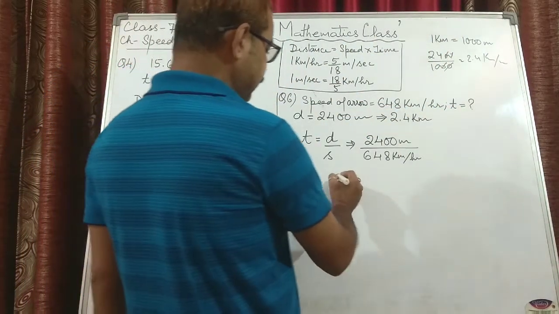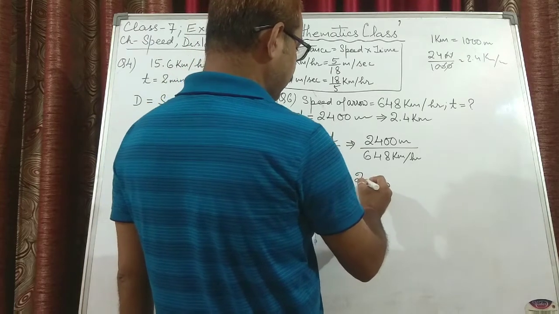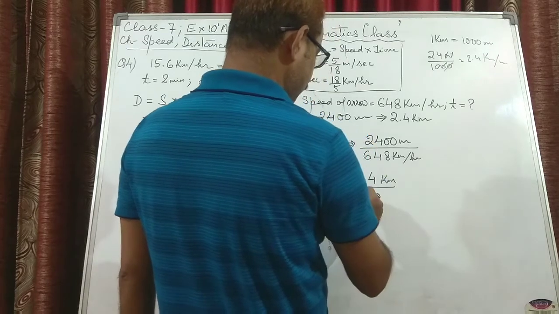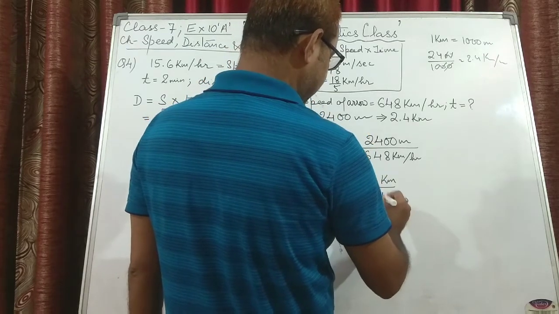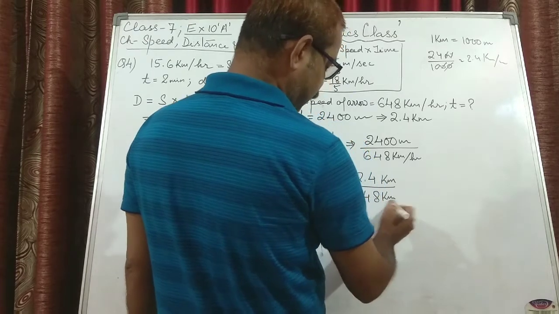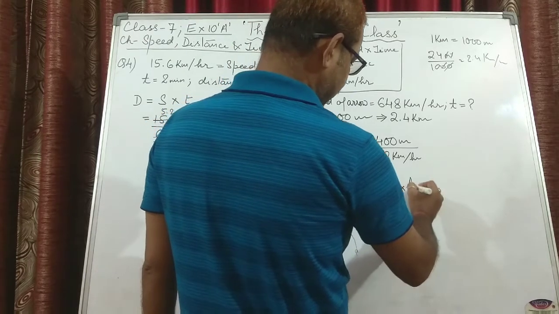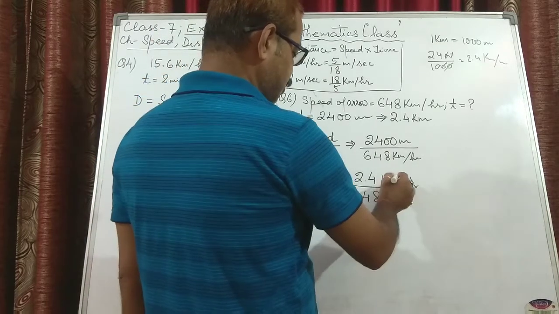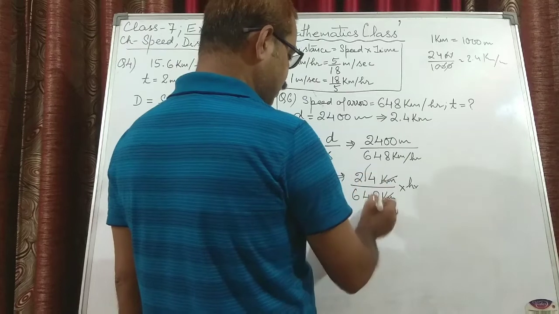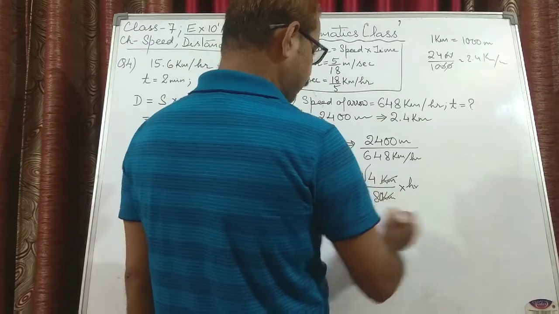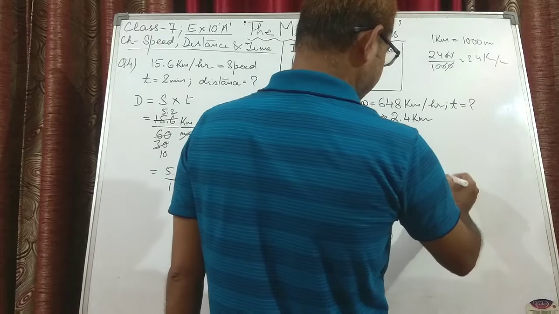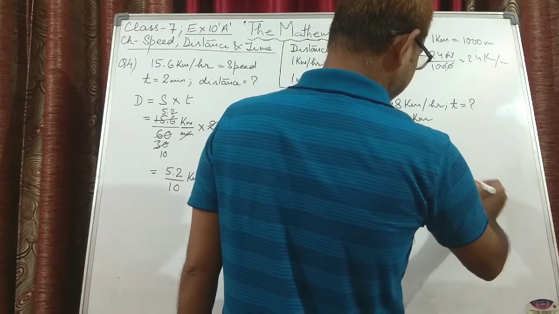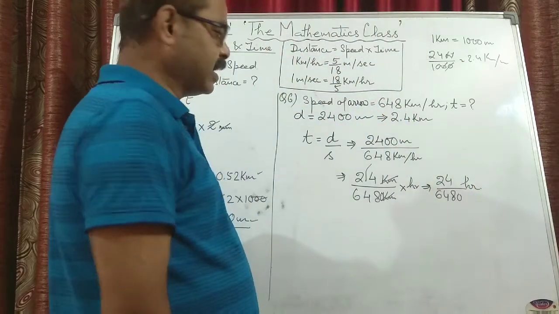So this can be written as 2.4 kilometers upon 648 kilometers per hour. So it will become like this. If it is division of the division, we know it goes to the, so this and this will cancel, decimal removed, it is 0, means we have to calculate 24 upon 6480, and whatever we get after solving, that many hours it will take.